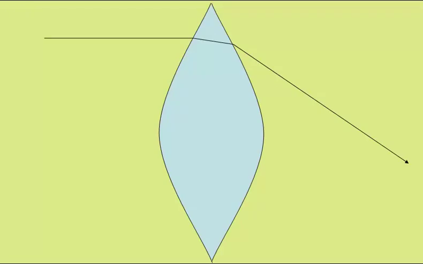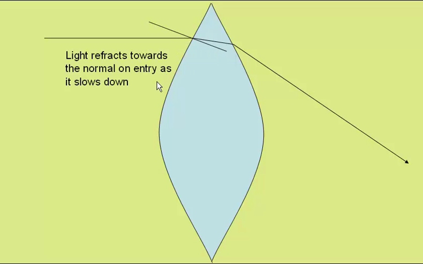Looking at how the lens affects the light passing through it in terms of refraction, here we have a ray of light entering the lens. If I add a normal to the surface here, you see that the angle of incidence is greater than the angle of refraction. The light has refracted towards the normal on entry as it slows down.